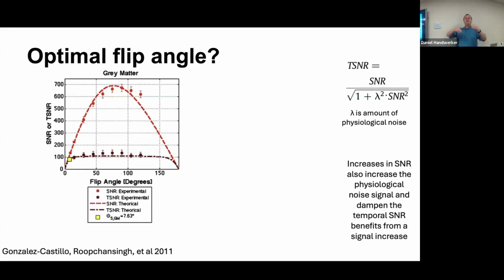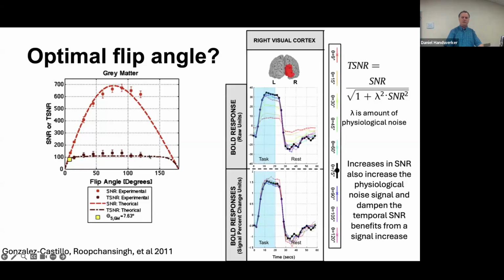The noise, the magnitude of some of these physiological artifacts, scales with flip angle as well as the values of the things you care about. So what that means is even though SNR is very sensitive to flip angle, your temporal signal noise is actually flat over a much wider range of values. And here's what this looks like in practice.